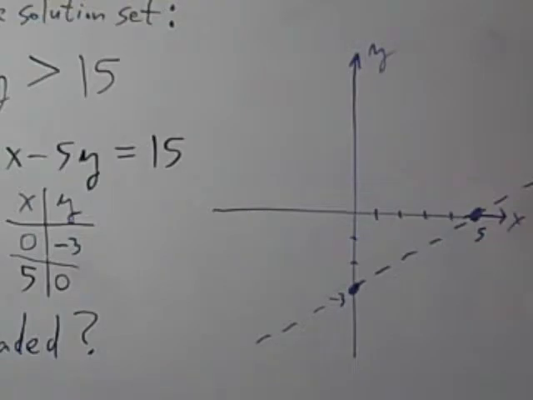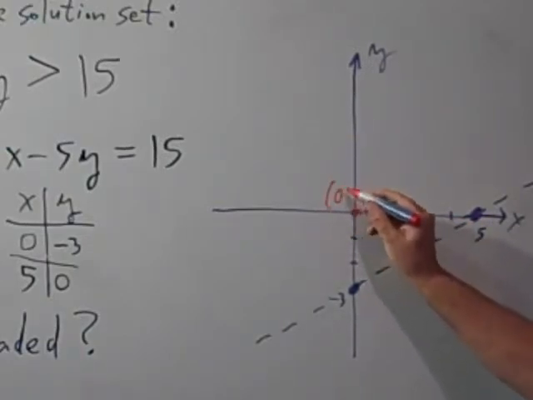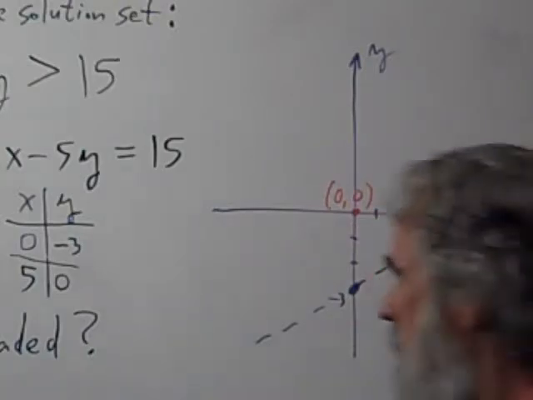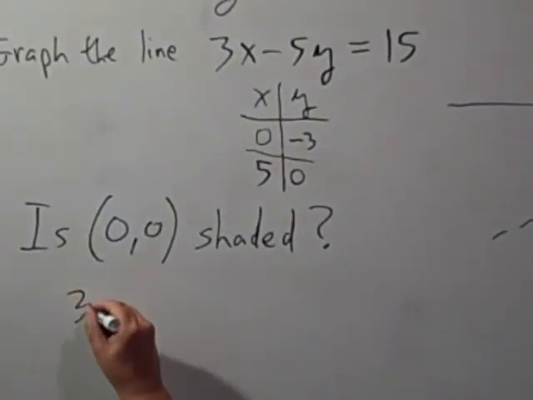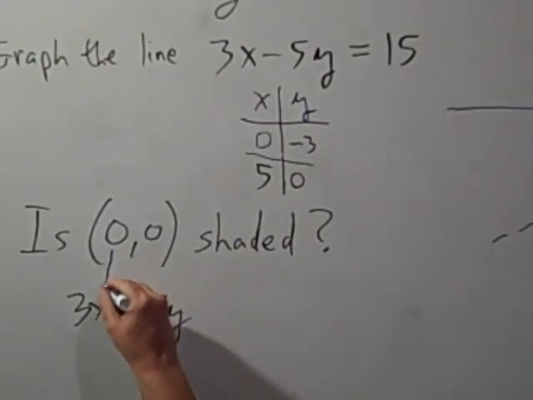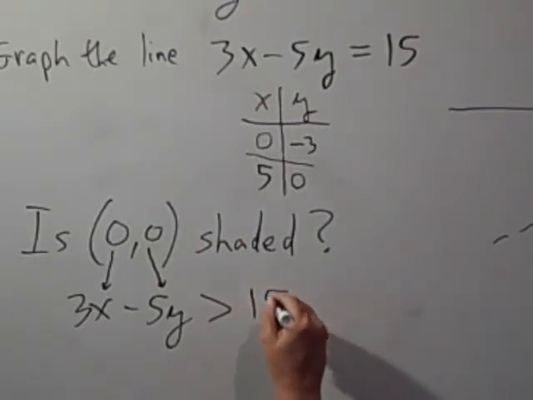And now we have to decide which side of the line to shade. And as is usual, unless the line goes through the origin, we can always check out the origin, which is especially nice to check because zeros are so easy to substitute. So we decide if this is shaded or not, the origin, by taking the original inequality and substituting 0 into x and 0 into y, and seeing if it does indeed add up to something bigger than 15.